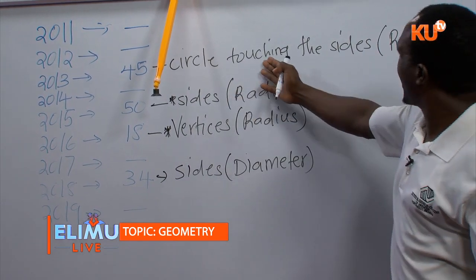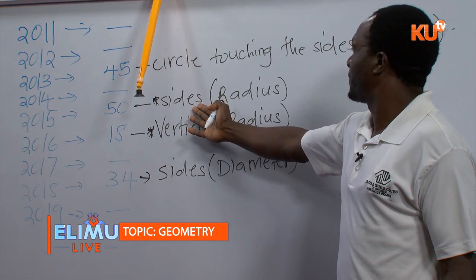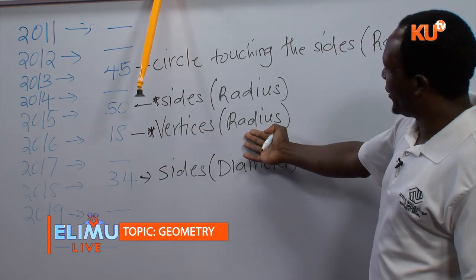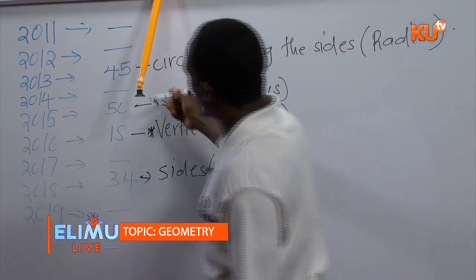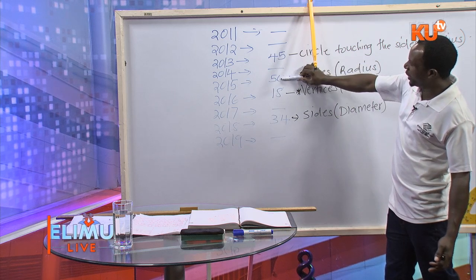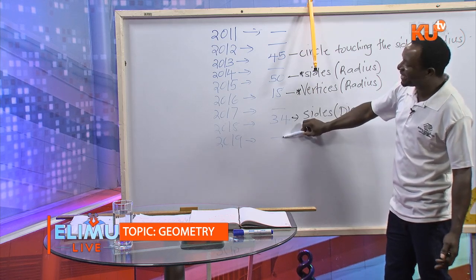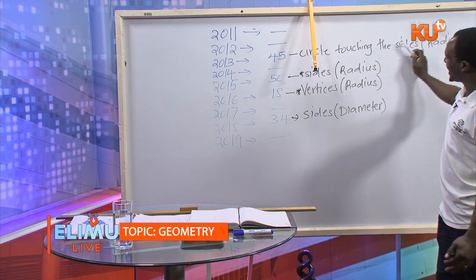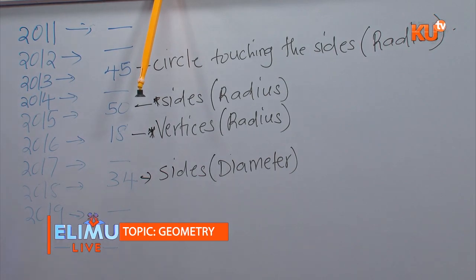So if you look at this one, the circle touching the sides, you measure the radius. In 2015, circle touching the sides, you also measure the radius. In 2016, circle touching the vertices, you measure the radius. And in 2018, circle touching the sides and you measure the diameter. From 2013, there was a question, 2014, no. 2015, there was a question, 2016, there was a question, 2017, no. 2018, there was a question, 2019, no. So in 2020, we are expecting to get a question on circle touching the sides or circle touching the vertices. So I will go to my first question.